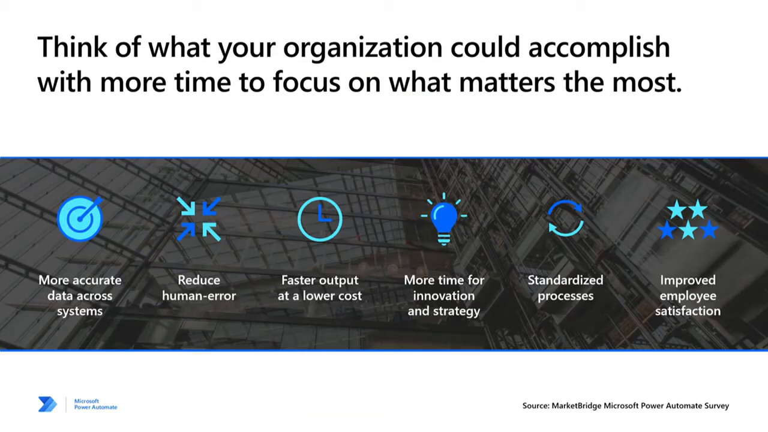If we look at the slides, some of the things we can accomplish by automating certain processes is more accurate data across the different systems, reducing human error. You see where humans need to do work, mistakes happen. I think that's human nature as well. Faster output at a lower cost, all the way up to standardizing processes and increasing employee satisfaction. And employees are really starting to give back that if we work in an organization where we can spend most of our time on stuff that adds value, they're tempted to stay with their employer longer.